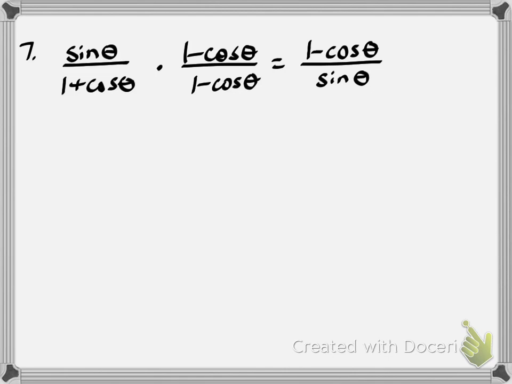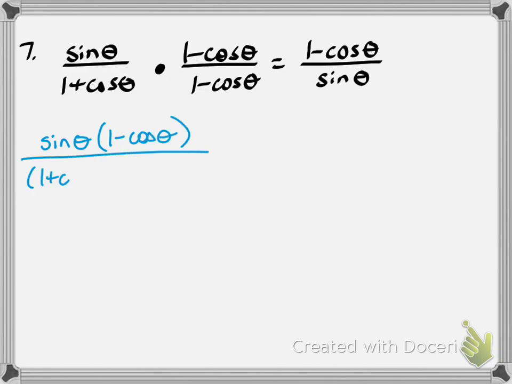This is an interesting looking one. This one is a verify, so I do know the answer I'm trying to get. I'm going to be working with the left-hand side to try to get the right-hand side. These are fractions that they're trying to multiply. When we multiply fractions, we just multiply numerators together and denominators together. So on the top, you're going to be multiplying like this, and on the bottom, you're going to be doing this.